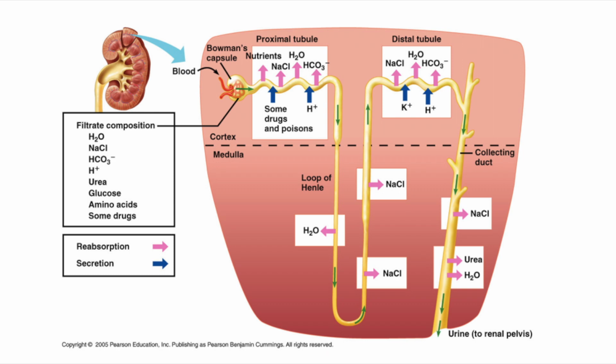Filtrate, collected in the Bowman's capsule, enters the proximal convoluted tubule, where the reabsorption of small solutes and secretion of uric acid and organic acid occurs. The loop of Henle is a continuation of the tubule, with ascending and descending limbs that travel through the medulla. Reabsorption of water occurs in the descending limb and reabsorption of sodium chloride in the ascending limb, leaving highly concentrated waste to travel through the distal convoluted tubule into the collecting duct and out into the renal pelvis.